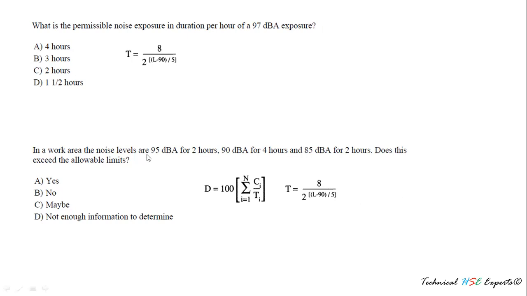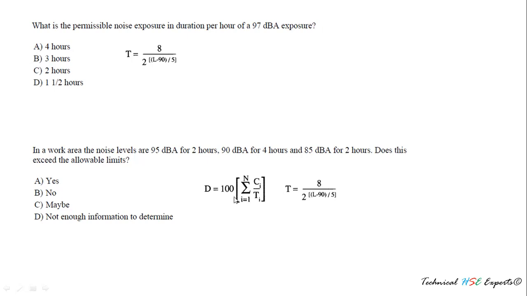What we do first is apply all this noise level to the safe time limit for the particular noise. We will identify how much it is for 95, how much for 90, and how much for 85. If you substitute, for 95 it will be 4 hours, for 90 it will be 8 hours, and for 85 it will be 16 hours.